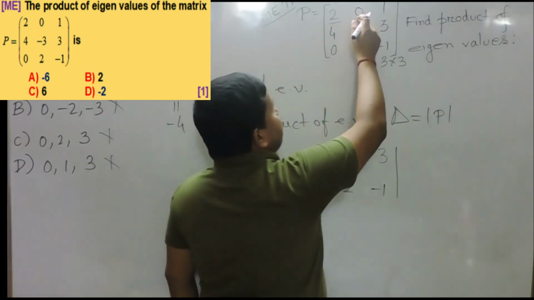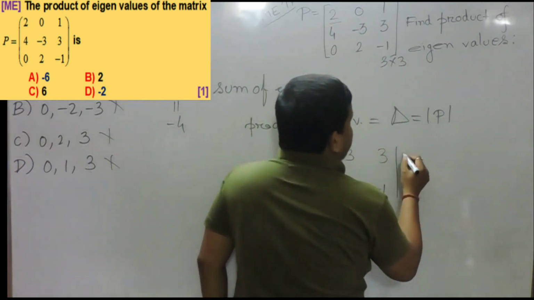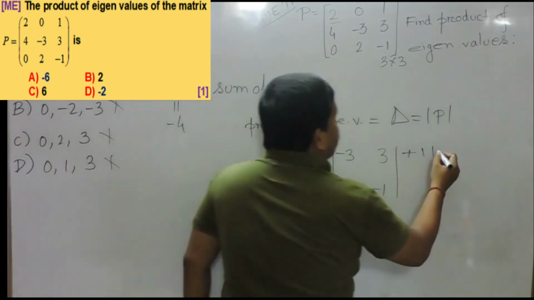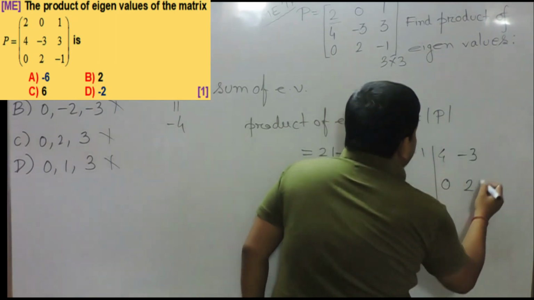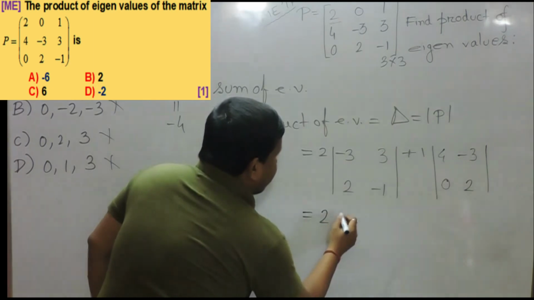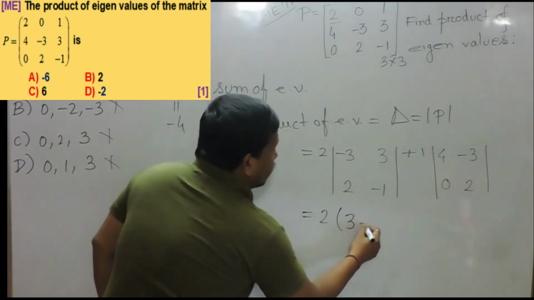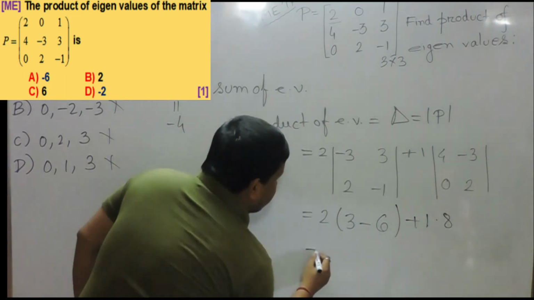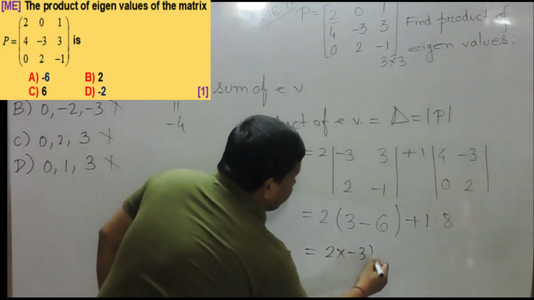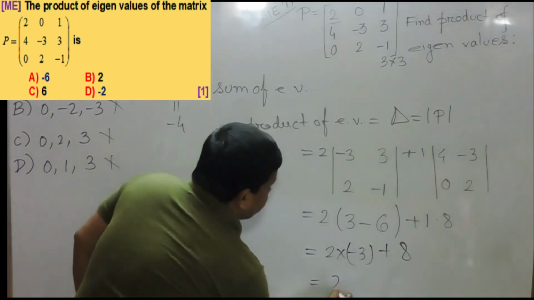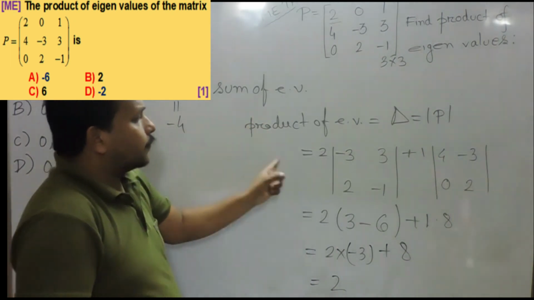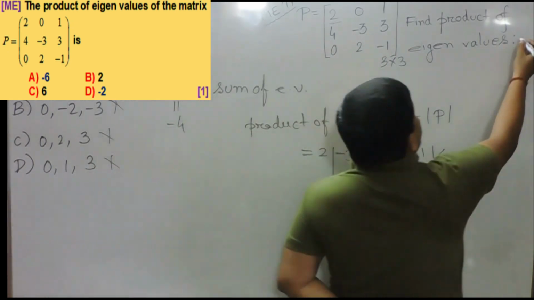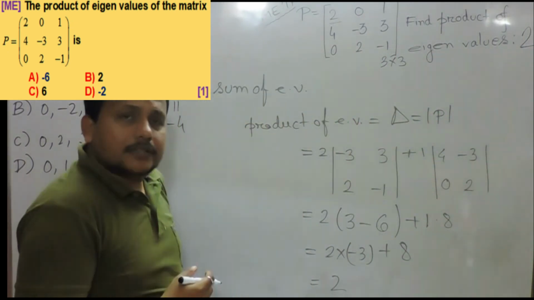What about next? 0. We are ignoring it. The next element is 1. It is plus again. So for 1, the minor is 4, minus 3, 0, 2. So how is it? You find that it is minus 3 into minus 1 is 3, minus 3 into 2 is 6, plus 1 into 4 into 2 is 8. So finally, you have 2 into negative 3 plus 8, that is 2. So, as per this formula, the product of eigenvalues is equal to 2, equal to the determinant value. Evidently, the product of eigenvalues is 2 without any computation.